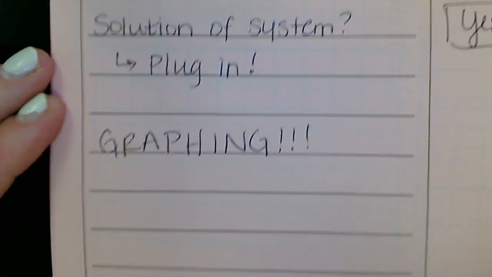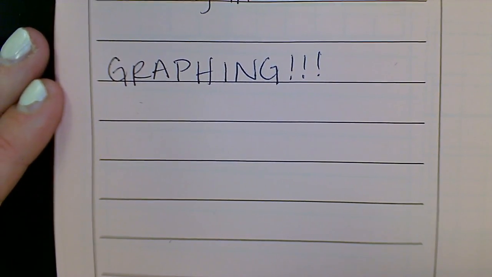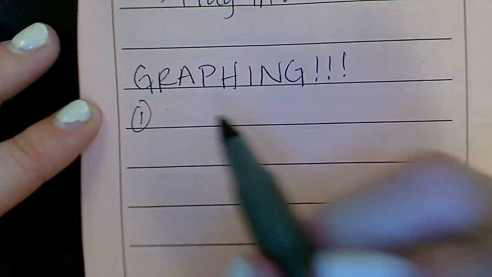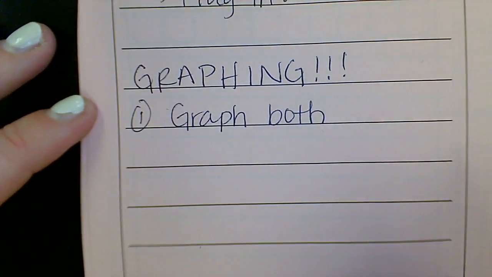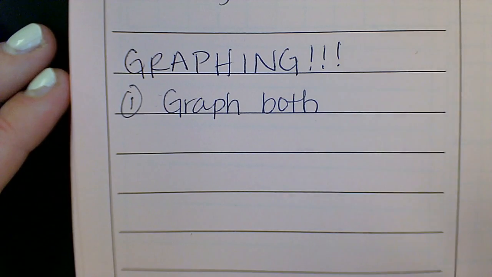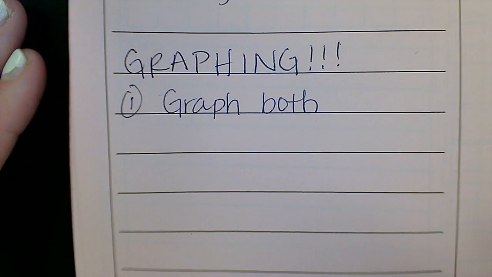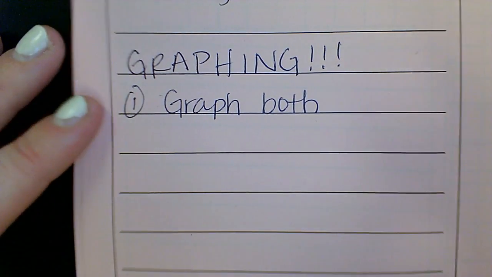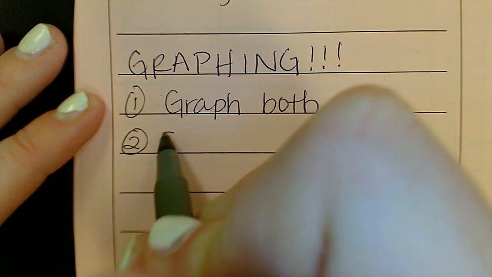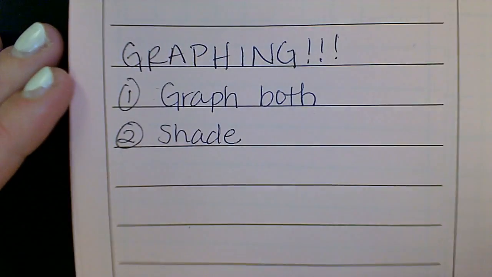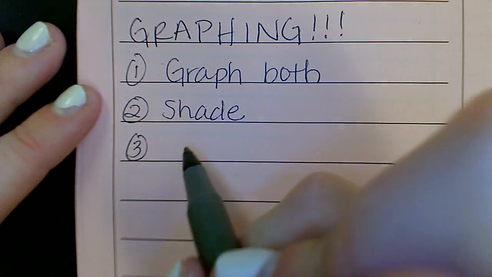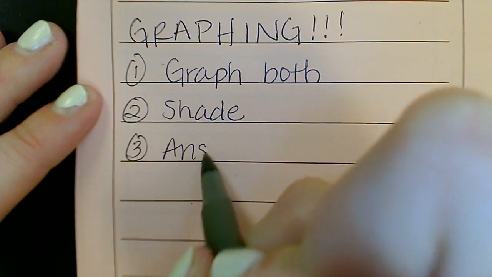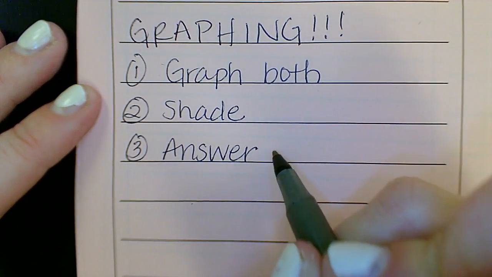Yay, graphing. Okay, so for graphing, pretty basic steps as far as going into this. The first step for graphing is that we're going to be graphing both inequalities. So we talked in our last section about graphing inequalities. We're going to do the same thing here, but we're going to be graphing both on one graph. We're going to go through and do our shading. And then the last piece here is we're looking for our answer. So remember that the answer is the overlap.